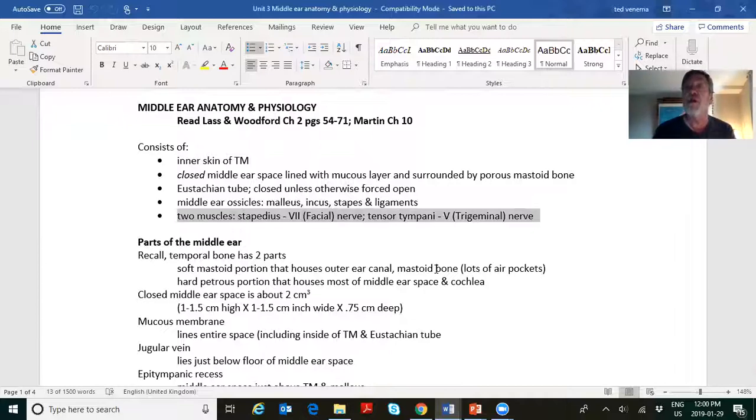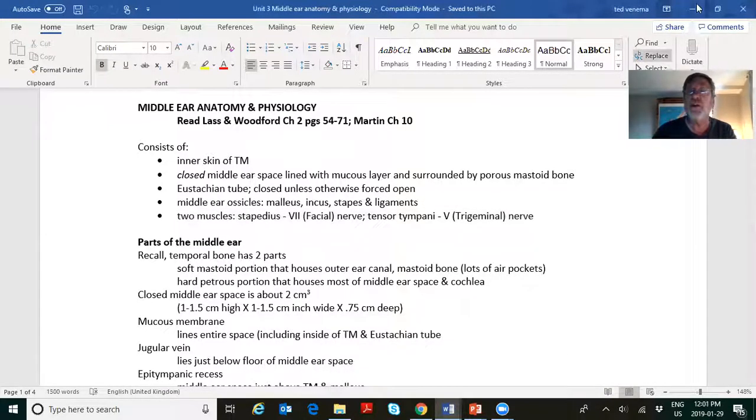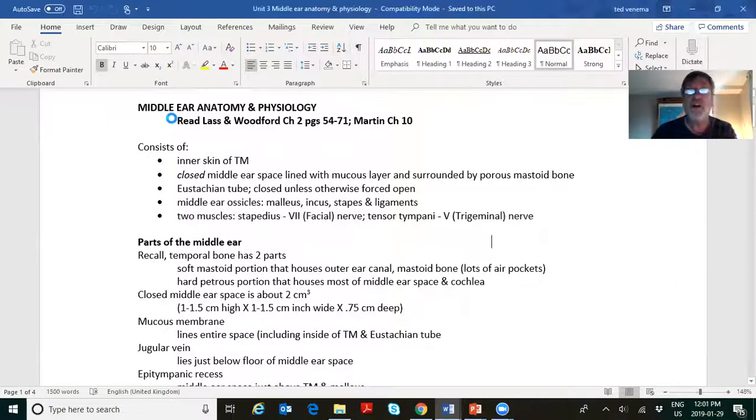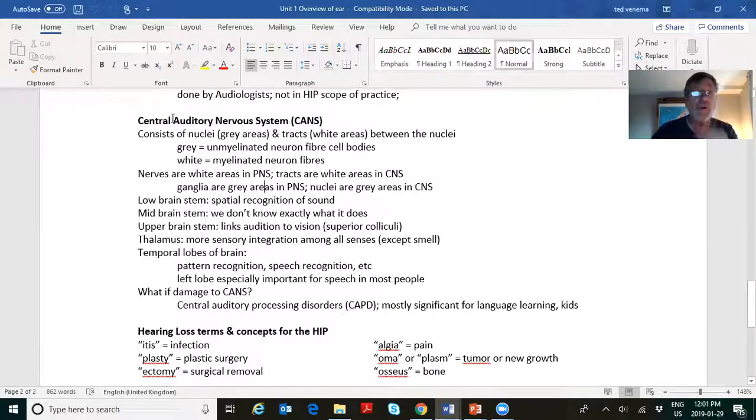Now remember, or maybe not, maybe you will remember, maybe you don't, but on the very first day of class, we went through the whole overview of the ear. If you look in your notes from the peripheral ear, I'm going to make sure they are pulled up. Here we go. Open up the notes of the overview of the entire ear from Unit 1. And we move on down, and we'll take a look here.